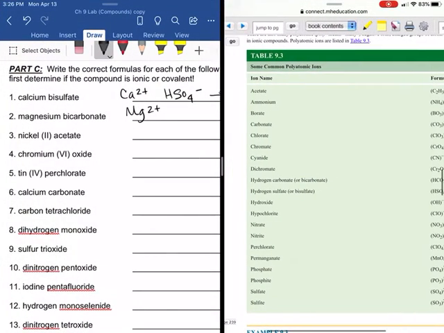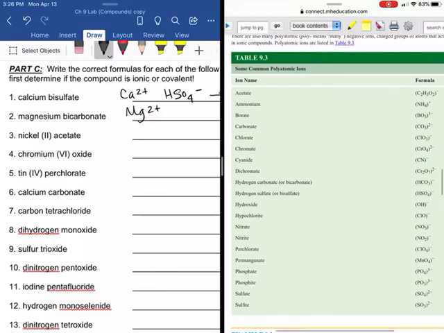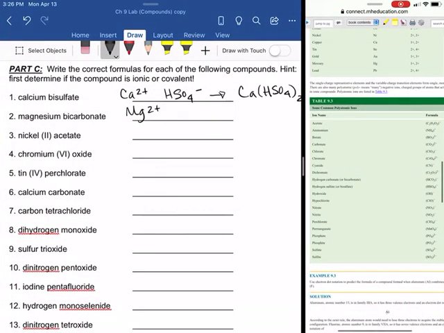Okay, so look over here. You see that bicarbonate is HCO3, and it's just one negative again. So you do the crossover thing and you end up with Mg(HCO3)2. Okay? That's what you do.